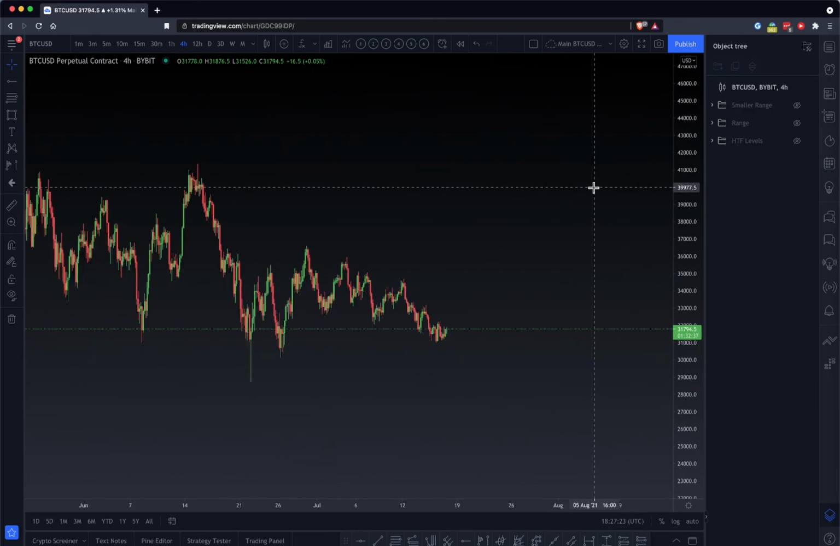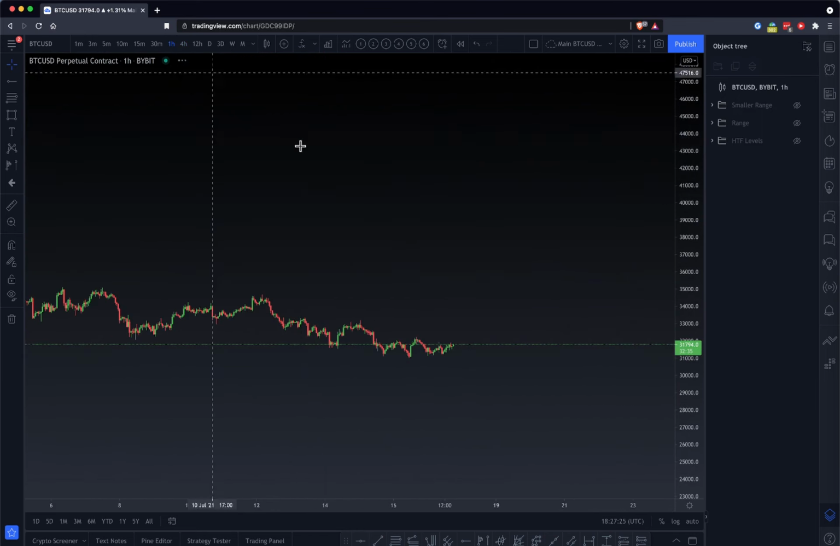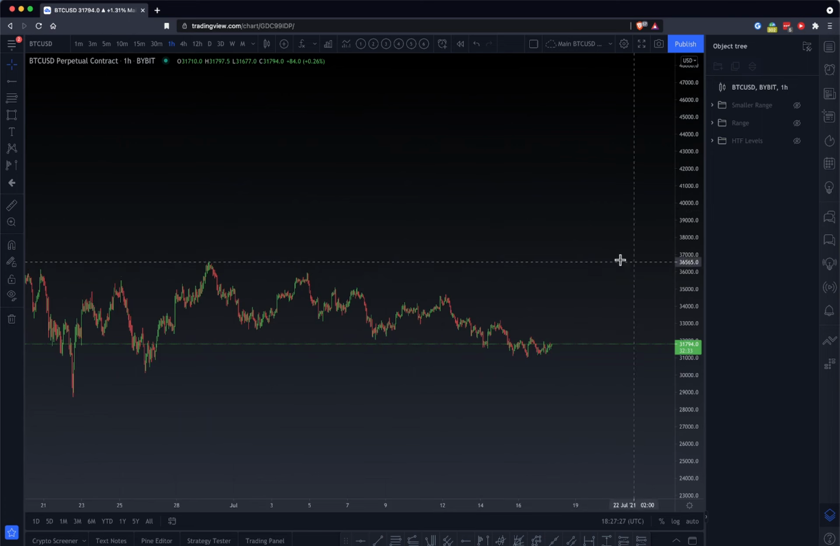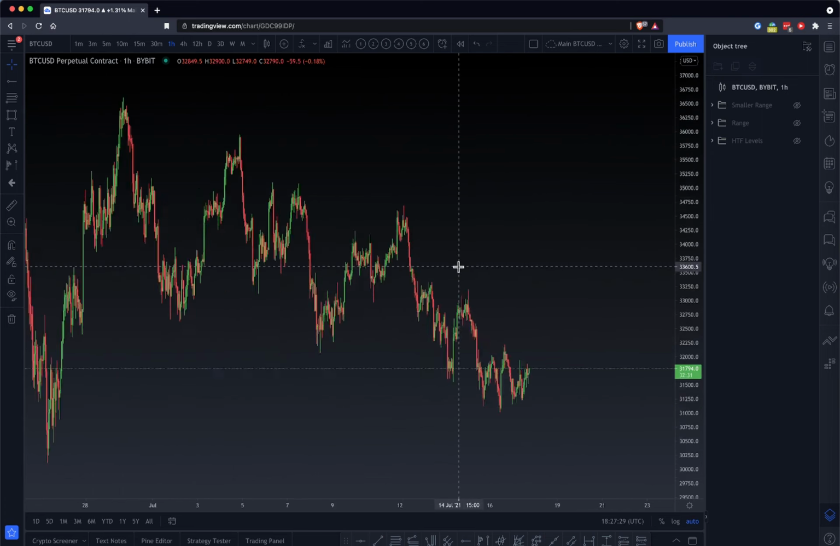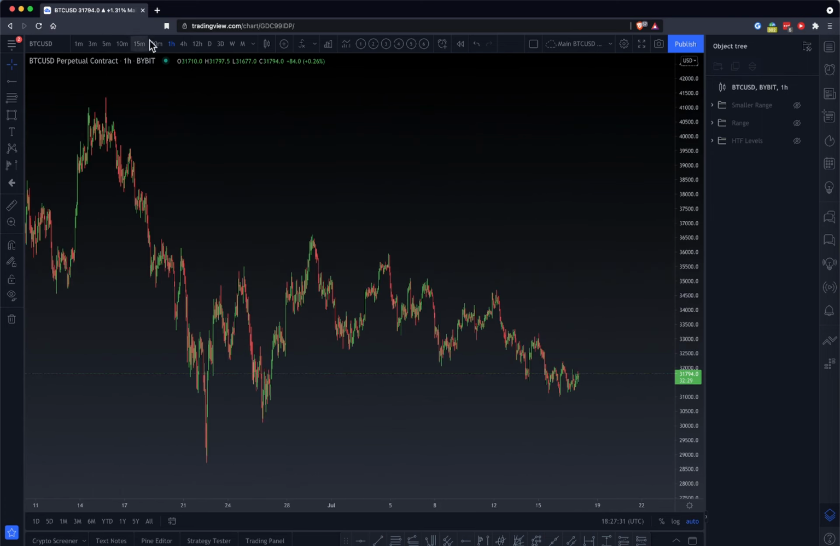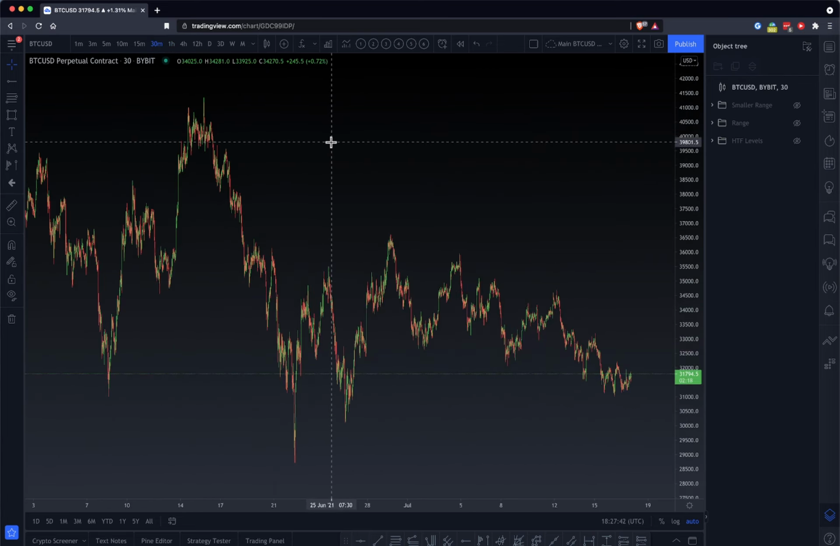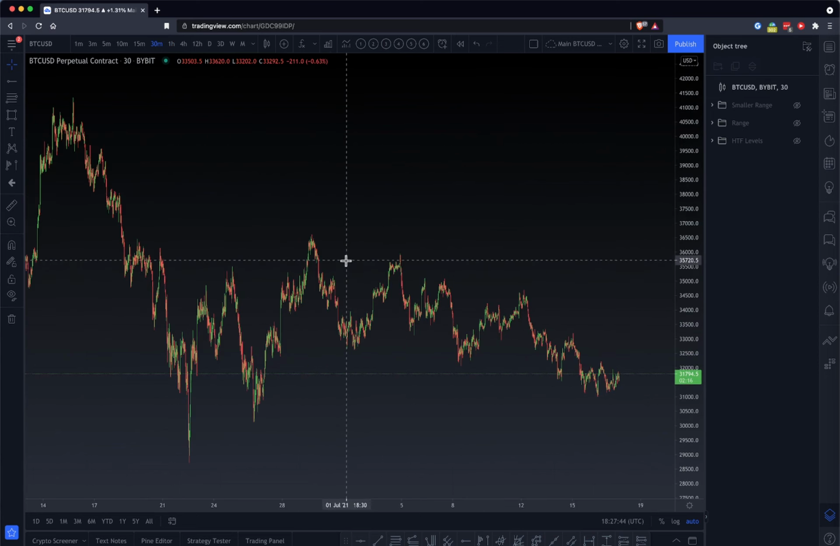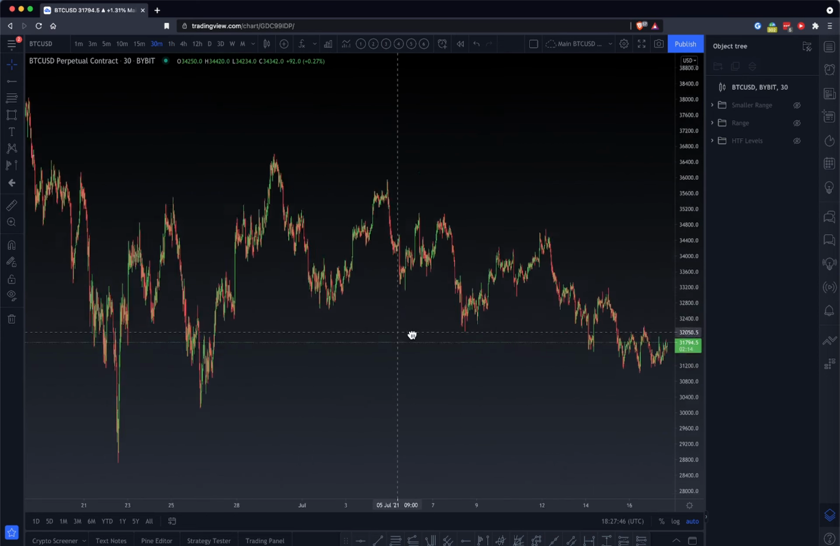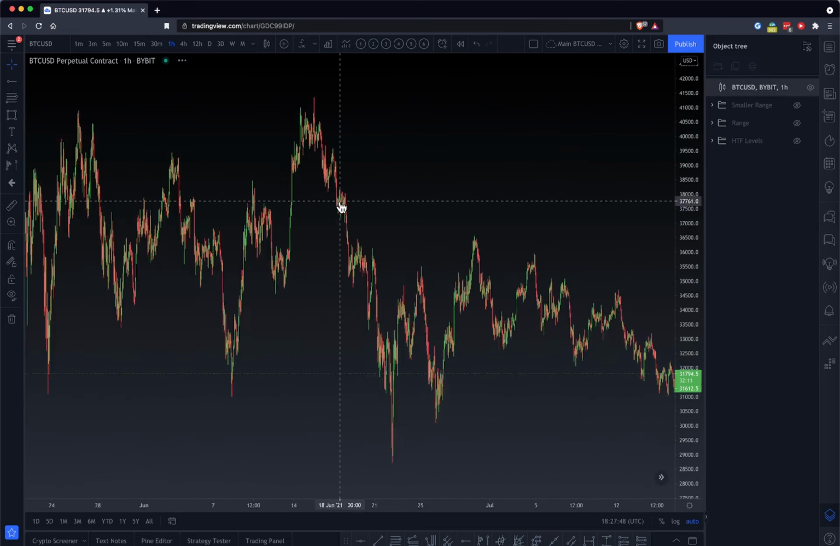Just want to do something quickly on a 1 hour time frame, maybe, or a 30 minutes time frame, and mark out the support and resistance flips that are very obvious. We can do that.